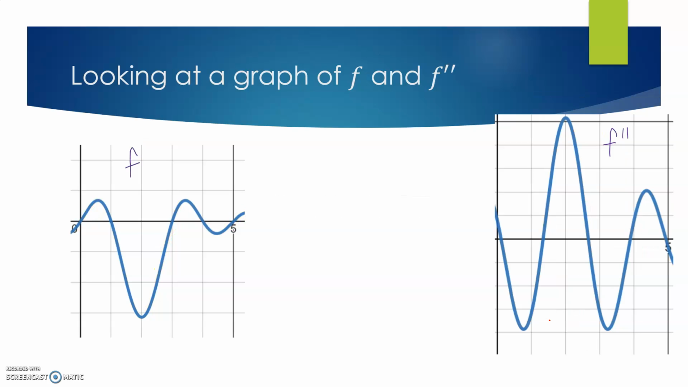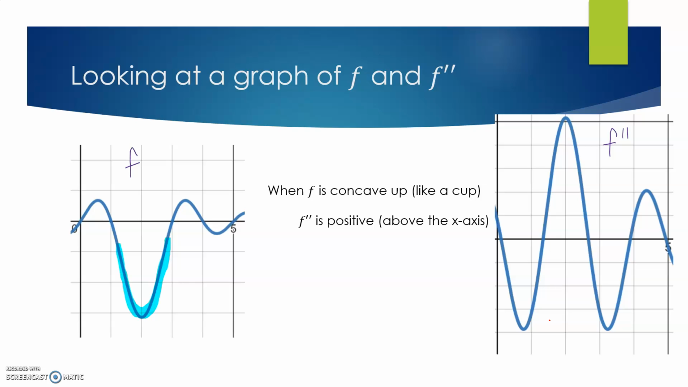If I'm looking at f and f double prime, I do the same thing, but with concavity. So I look for where f is concave up like a cup rather than uphill. And then I know that f double prime will be above the x-axis because the second derivative is positive. I can look at a graph of f double prime and know what the concavity of f looks like.